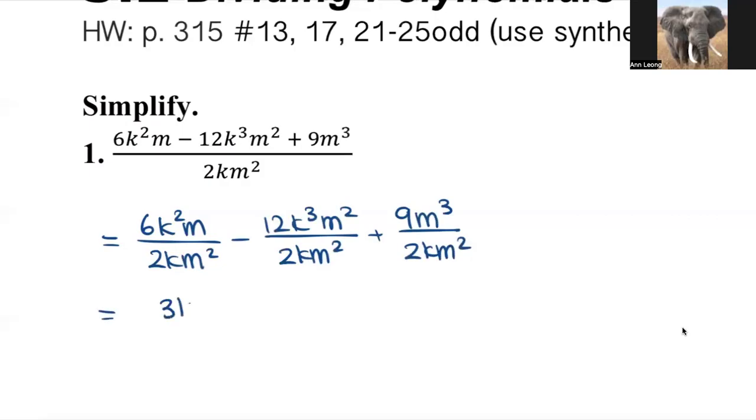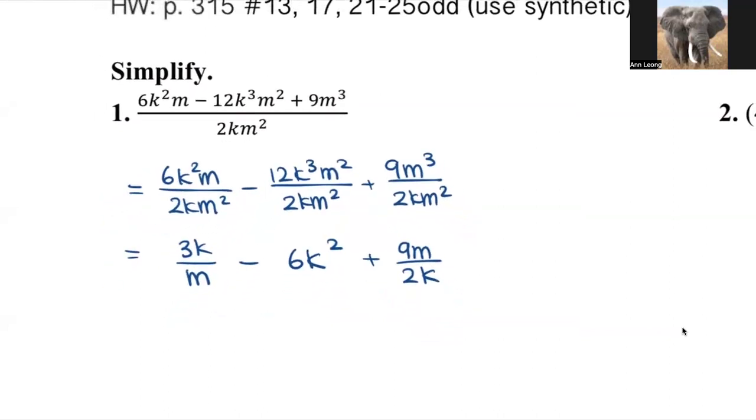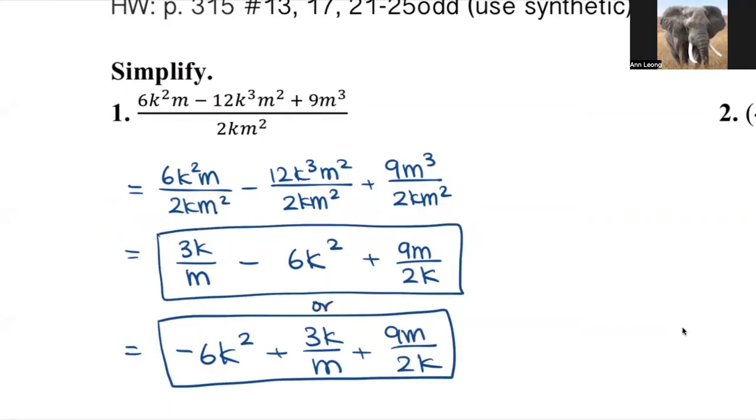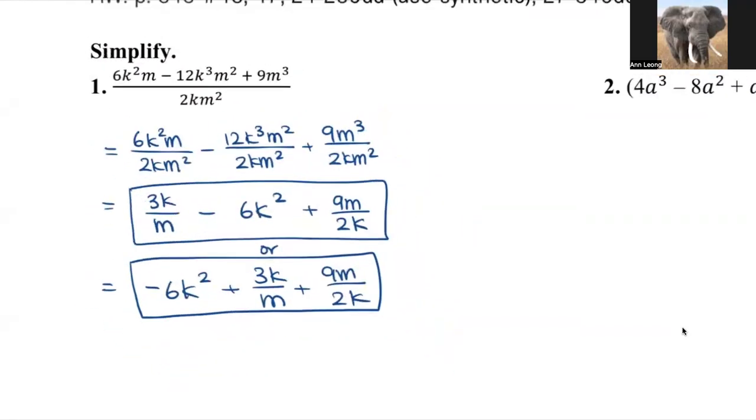So this will be 3k over m minus 6k squared, plus this will be 9m over 2k. I'm good with that, but if you wanted to go in order, so highest degree alphabetically, k goes first, then 3k over m plus 9m over 2k. I'm okay with either of these. And that's number 1.